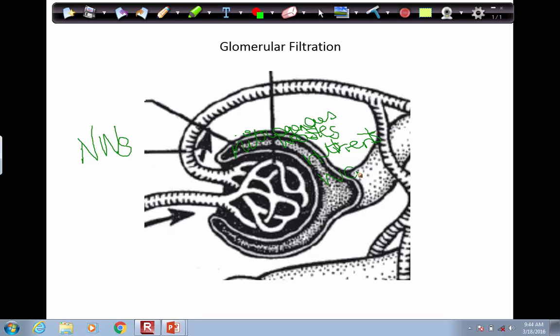Then we have water. So another pair of NWs. And lastly, we have salts or ions. So all of these NWs form the glomerular filtrate, which is what enters into the glomerular capsule. So all of those are pushed out of the blood in the glomerulus and enter the glomerular capsule. So nitrogenous waste, nutrients, water, and salts or ions.